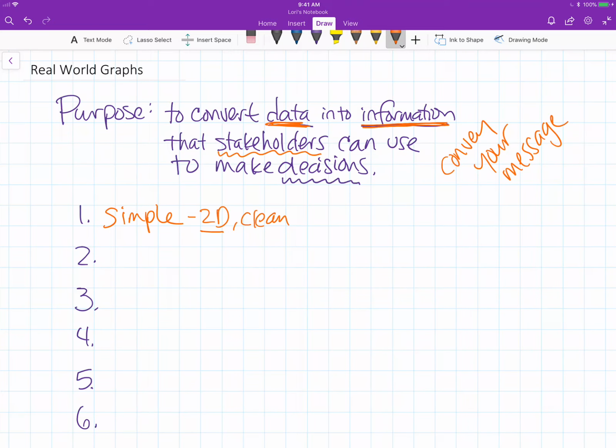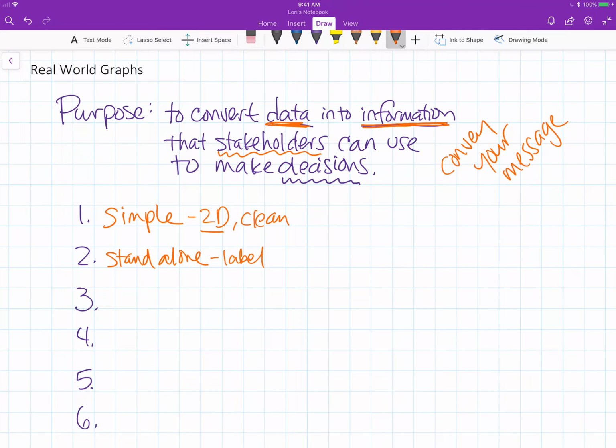The second one is the graph should be able to stand alone. By stand alone, what that means is it should have all of the information on the graph that you need to understand what the graph is showing you. In other words, you shouldn't have to go to the text to figure out what the different groups are. If it's a grouping variable, you shouldn't have to go someplace else in the article to find out what the graph is showing. Everything on the graph should be labeled.